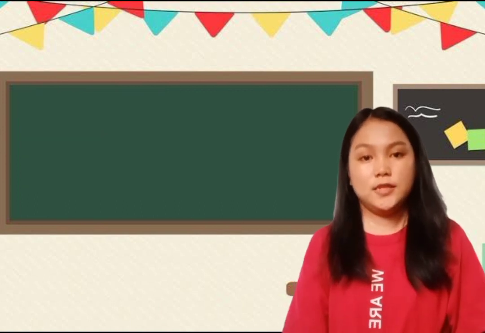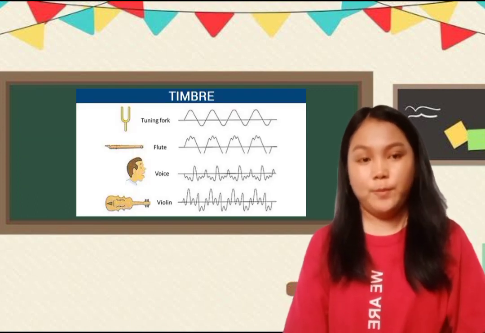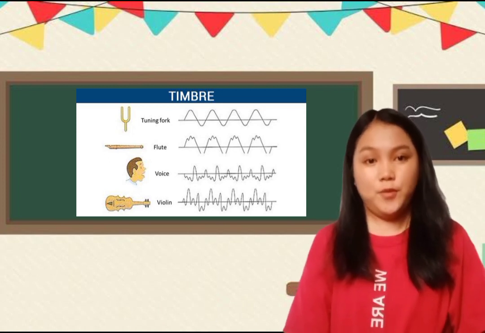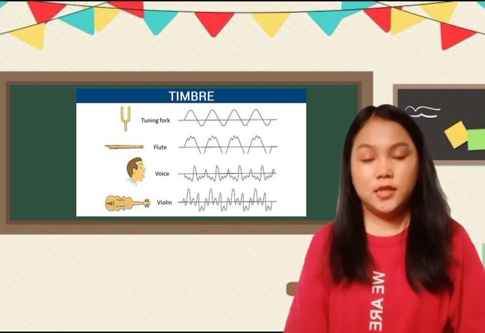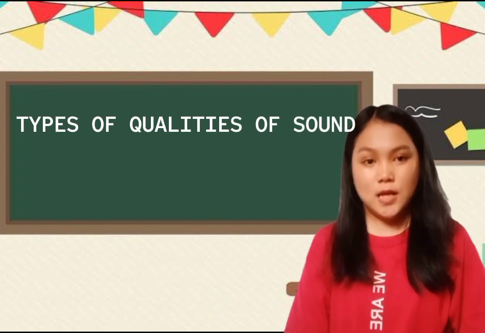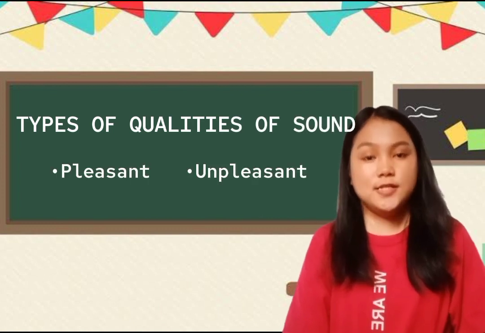The sound quality depends on its waveform, which varies with the number of overtones or harmonics that are present, their frequencies, and their intensities. There are two types of quality of sound, which is first, pleasant and unpleasant sound.